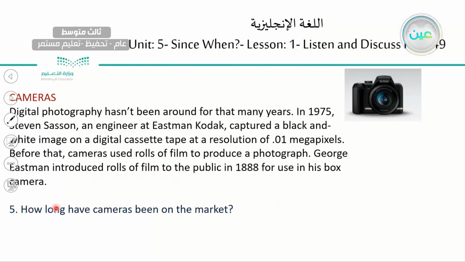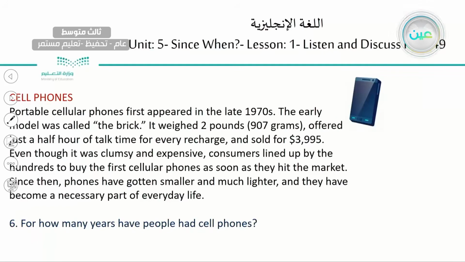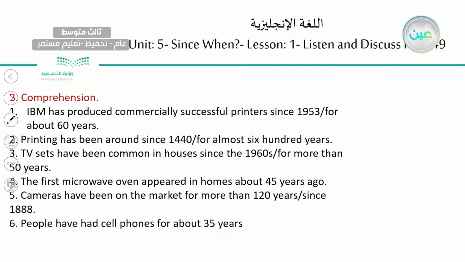Question 5, how long have cameras been on the market? Okay, how long? Cameras have been on the market for more than 120 years, since 1888. The last question we have, for how many years have people had cell phones? This is related to cell phones, so we will look at the paragraph related to cell phones. The answer is people have had cell phones for about 35 years, okay? So these are the answers for the comprehension check, okay?